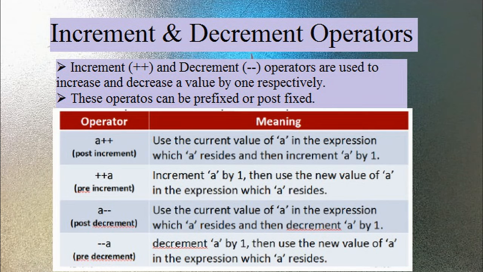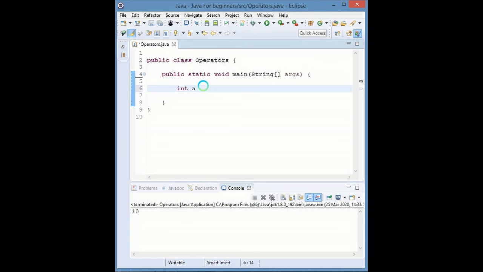Next type is increment and decrement operators. These operators are used to increase and decrease a value by 1 respectively. These operators can be prefixed or postfixed. Let's try this code to understand these operations. I'll declare and initialize an integer as 10. First I'll try post increment.